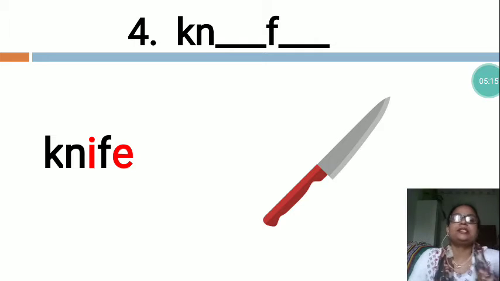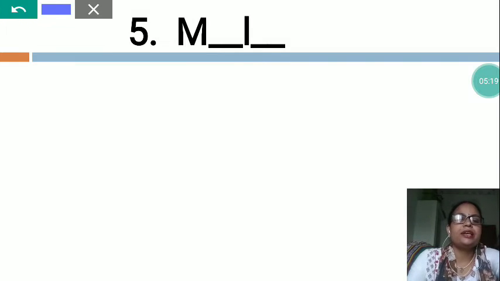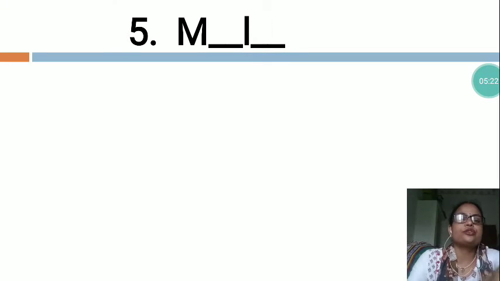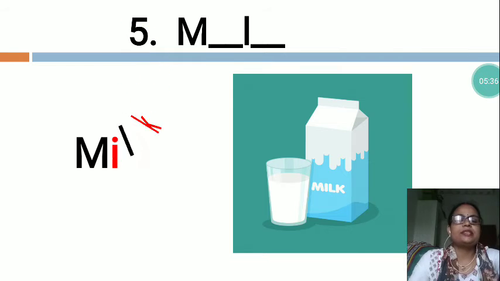So now the next is M dash L dash. In this also two letters are missing. So we will fill the correct letter at the proper place. So which word is this? Now I would like to give you the clue. You can see this is a picture of milk. So the milk spelling is M-I-L-K, milk.